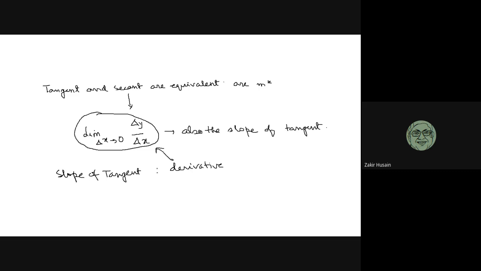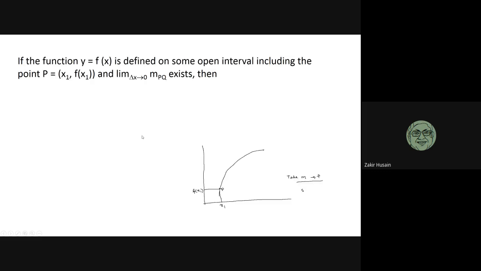So at the limit, when del x becomes 0, the tangent and secant are both equal and the slope is m star. So the limit as del x tends to 0 of del y by del x is the slope of both the tangent and the secant. This is called the derivative.